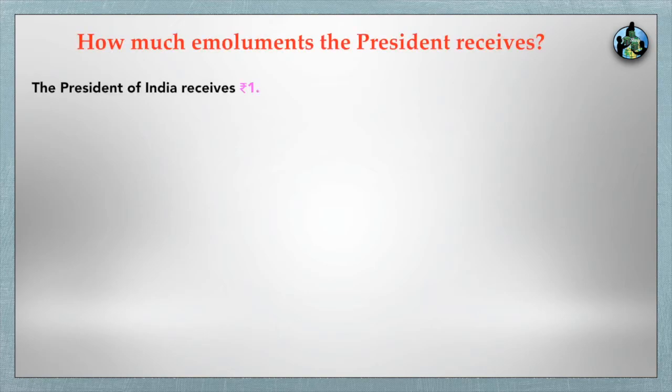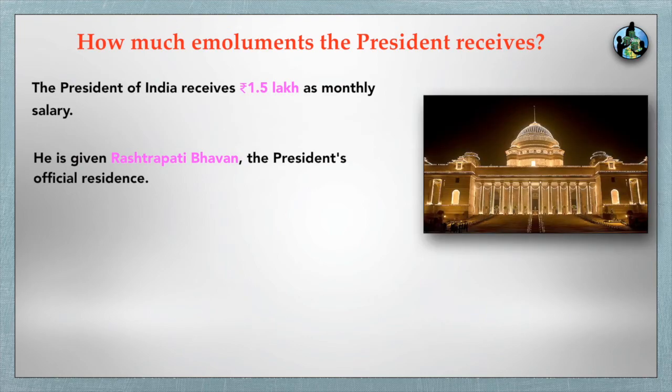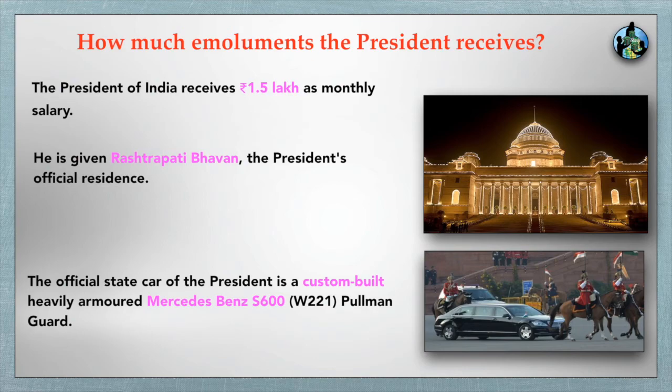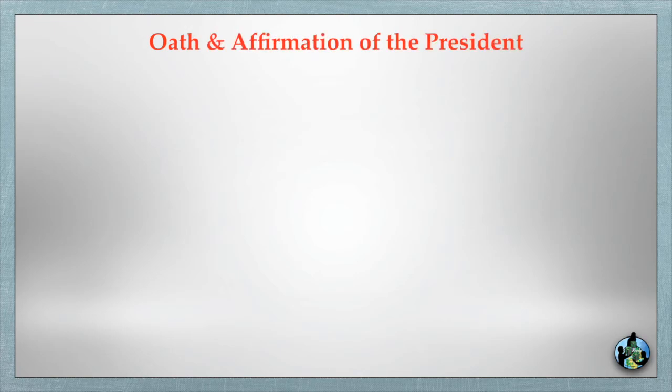Now, the next question is, how much emoluments the President receives? The President of India receives 1.5 lakh as monthly salary. He is given Rashtrapati Bhavan, that is the President's official residence. Rashtrapati Bhavan is the largest presidential palace in the world. The official state car of the President is a custom-built, heavy armored Mercedes-Benz S600 W221 Pullman Guard.